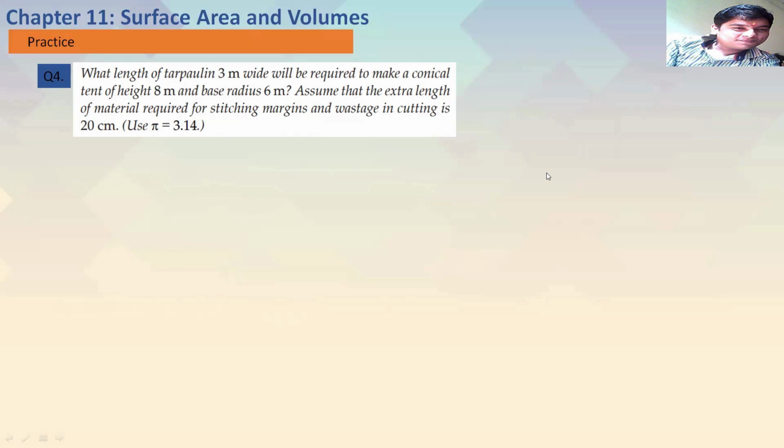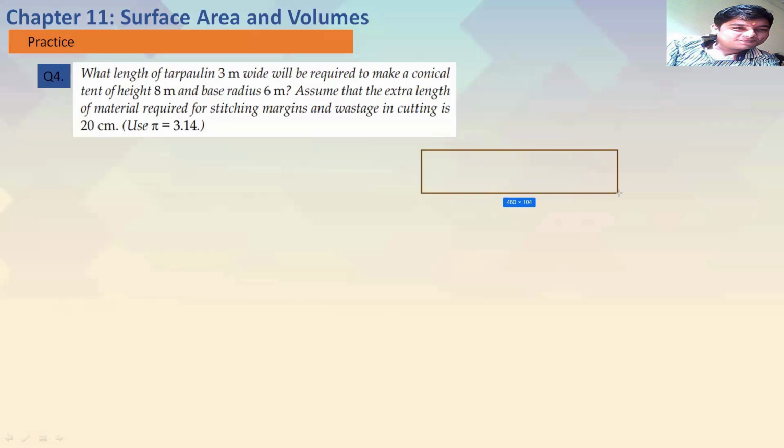Sir, I have one doubt. If they say use pi equals 3.14, we can't use 22 by 7. No, we cannot. We have to stick with 3.14. Okay, sir. So again, it's kind of the question that we did already, right? One question had cloth, right? Length of cloth required.